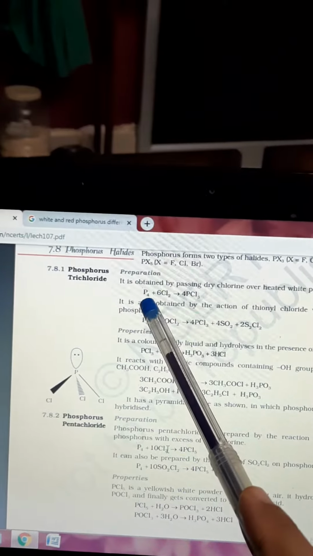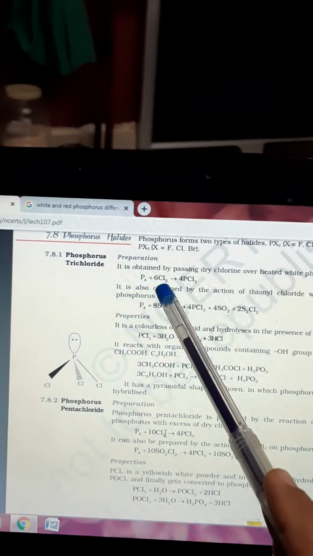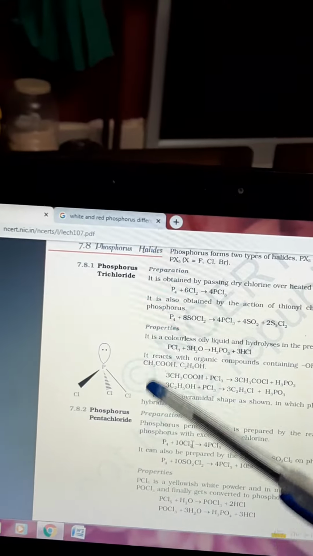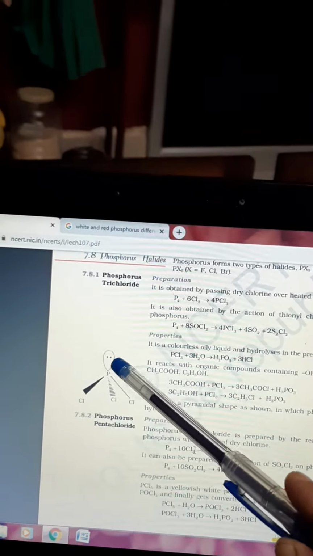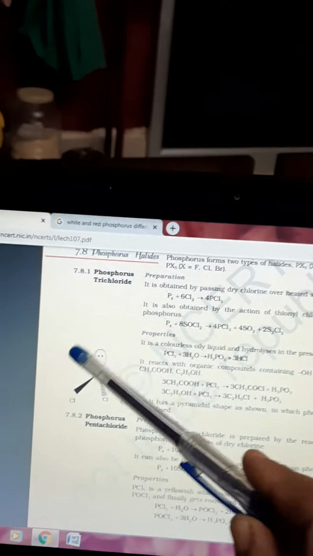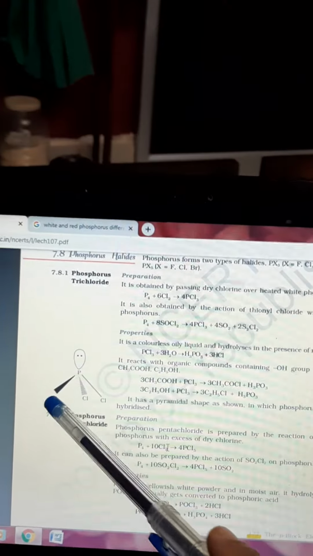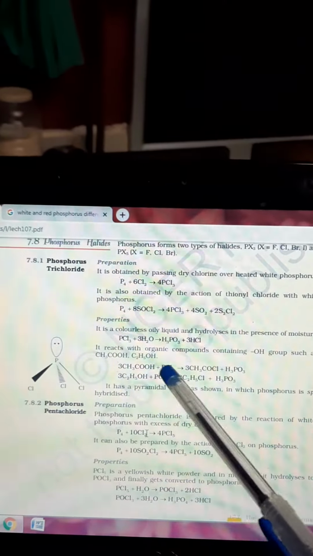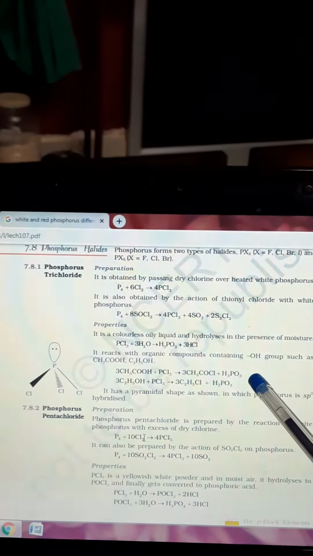How? If you are heating white phosphorus with dry chlorine, that means chlorine vapors go. If you treat it with white phosphorus, then what you obtain is phosphorus trichloride. This is the structure of phosphorus trichloride, which is a tetrahedral structure. Because of the presence of a lone pair of electrons on phosphorus, the bond angle of the tetrahedral structure is decreased from 109.5 degrees. And one reaction of phosphorus trichloride is when it reacts with acetic acid, it will give you acetyl chloride plus phosphorus acid.